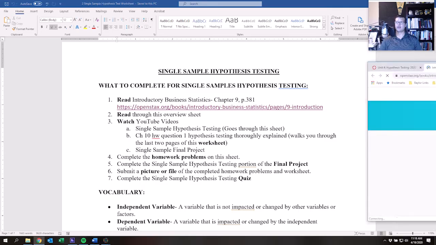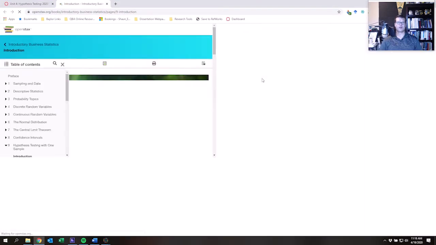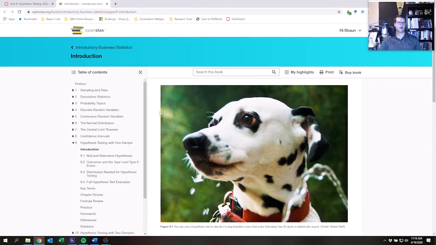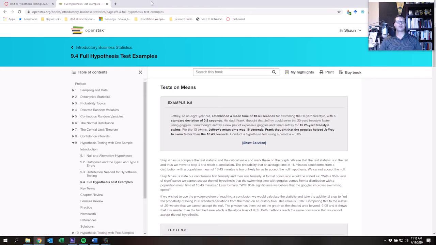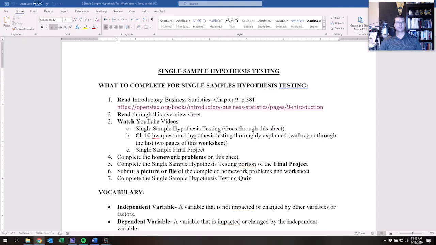Chapter 9 is basically an overall introduction to hypothesis testing. But if you go down a little bit further, into 9.3 and 9.4, it really gets into single sample hypothesis testing. Just be aware, we already did cover quite a bit in the introduction to hypothesis testing, and now we're getting into single sample hypothesis testing.